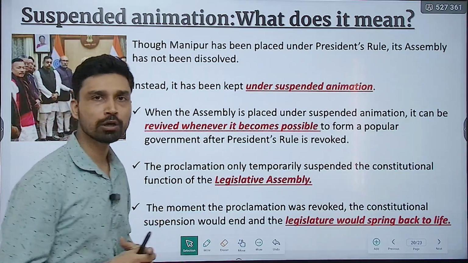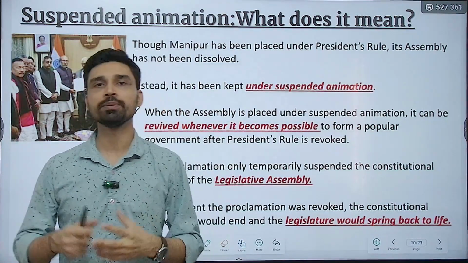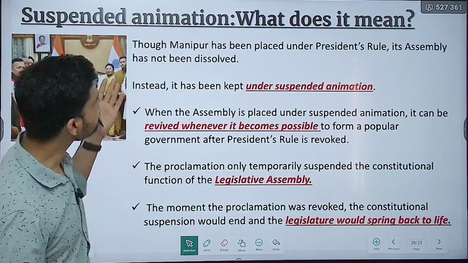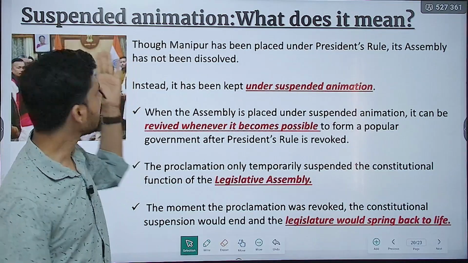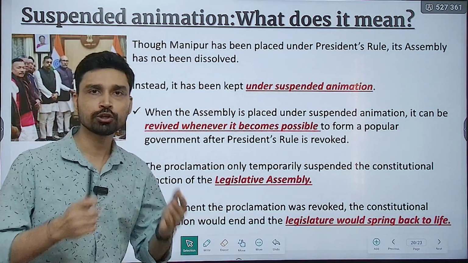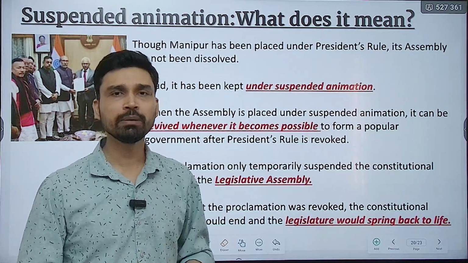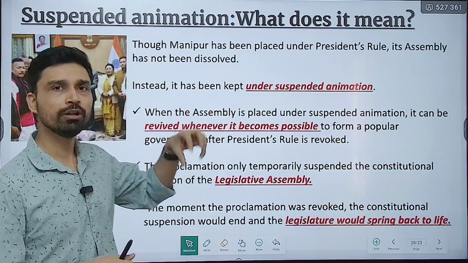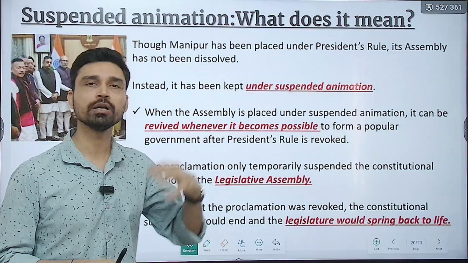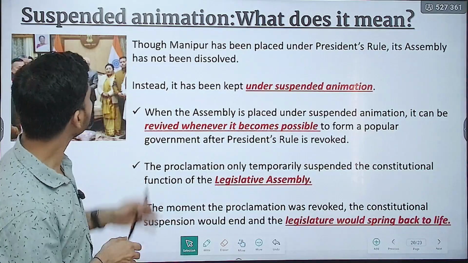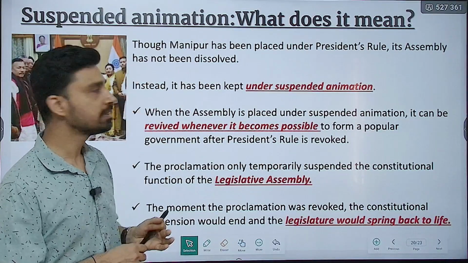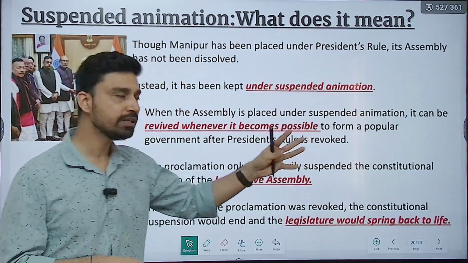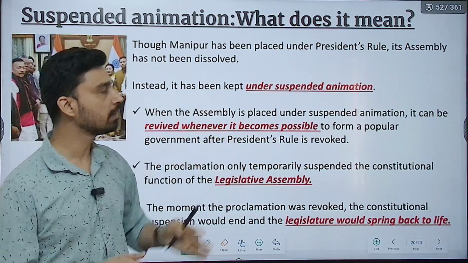Now, in the beginning, we talked about how after the imposition of the president rule, or the coming up of the proclamation of the President of India, the State Assembly of Manipur is not dissolved, rather it is kept in suspended animation. When you talk about the term dissolution, it means all the members of the Legislative Assembly will lose their power, will lose their seat, and fresh elections will have to be conducted in the state. But when you talk about suspended animation, it means it can be revived whenever it becomes possible.